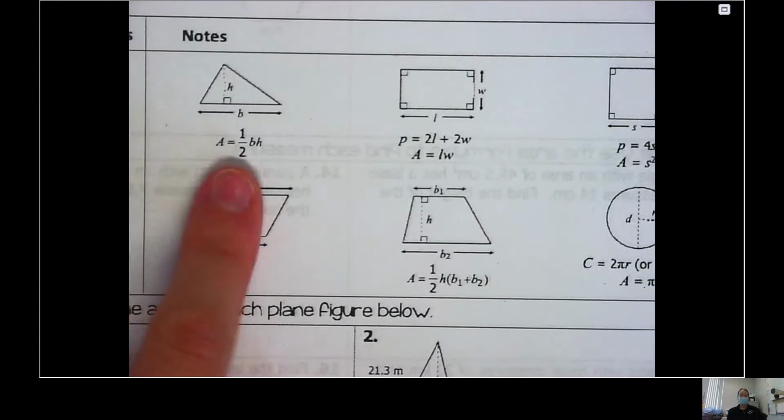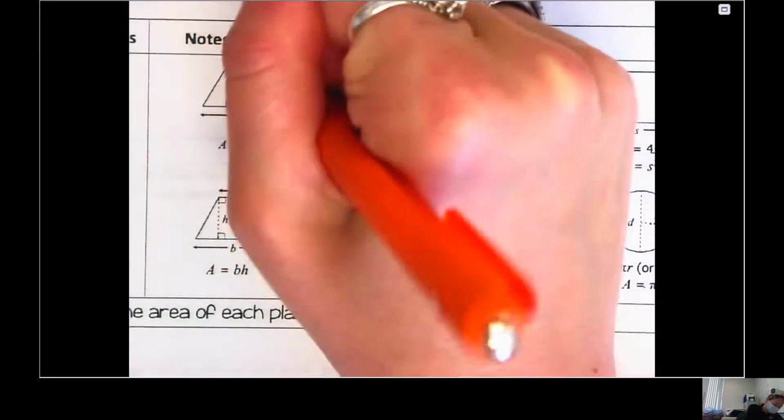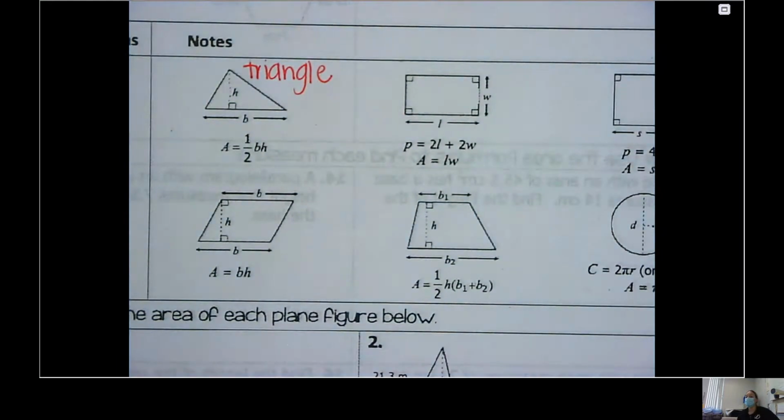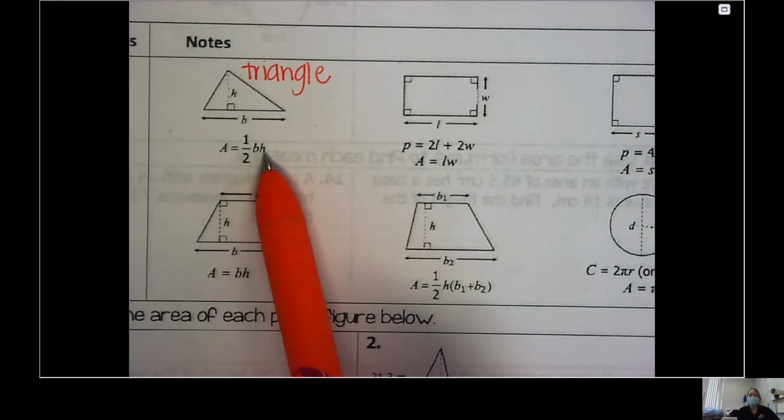So for my first one, obviously, what shape is this? A triangle. Okay, and my area for the triangle is 1/2 B times H. What does B and H stand for? Base and height. Good. When you're looking for the height, be very careful that you're looking for the one that is directly straight up and down. Okay, so height does not mean that it's slanted or tilted. It has to be vertical, straight up and straight down. Good. So triangle is 1/2 times the base times the height.